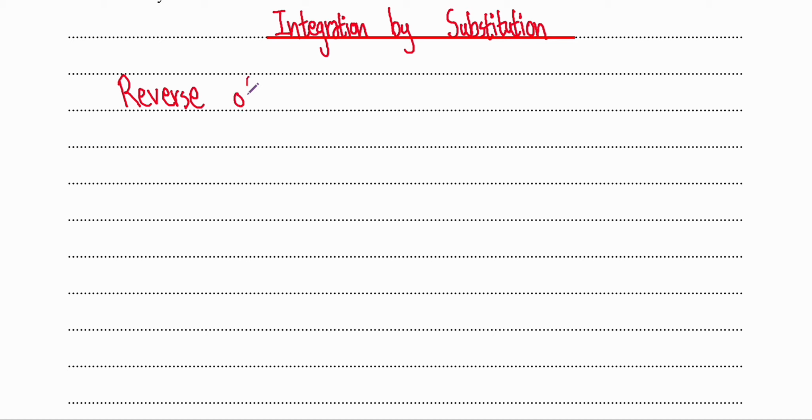So you can think of this as the reverse of chain rule. What do I mean by the reverse of the chain rule? Let's say you had y is equal to, and let's make it a bit difficult, 2x plus 1. That's pretty easy. But then let's say you had it to the power 8. How would you integrate that?